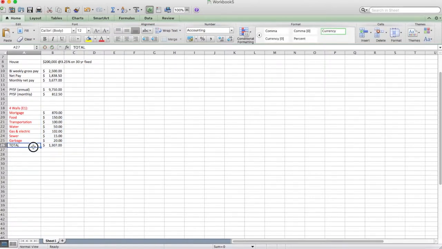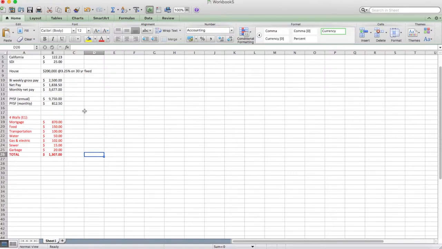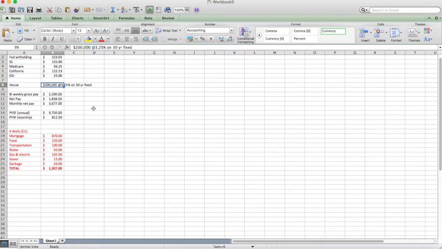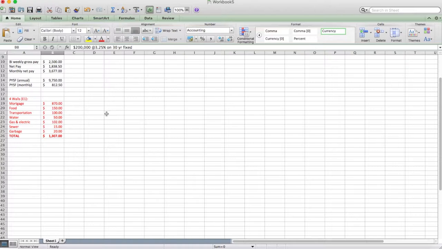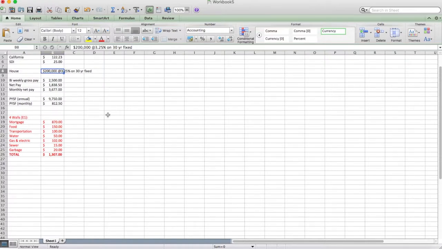And something else that's important to note is that I made sure to get a house that doesn't have any kind of fancy HOA fees, homeowners association. I'm trying to avoid that as much as possible. And let's just go ahead and say that this $200,000 home already has at least 20% down on it, so we're avoiding PMI as well. I just don't want to factor that in right now because that's going to take a lot of other things into consideration.